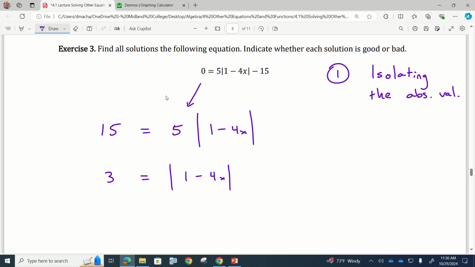That's essential. Because now that we've got the absolute value isolated, how do I proceed? How do I get rid of the absolute value? Yep. I write on the left side plus or minus 3. And on the right side, that allows me to get rid of the absolute value. What do I do next?